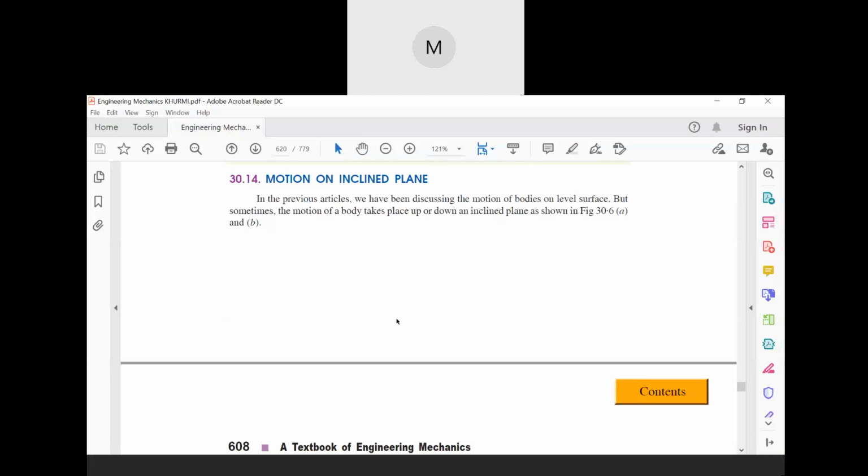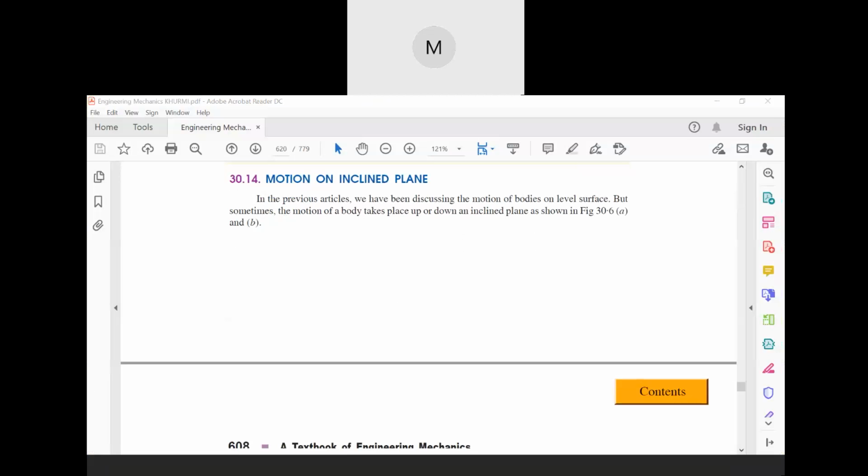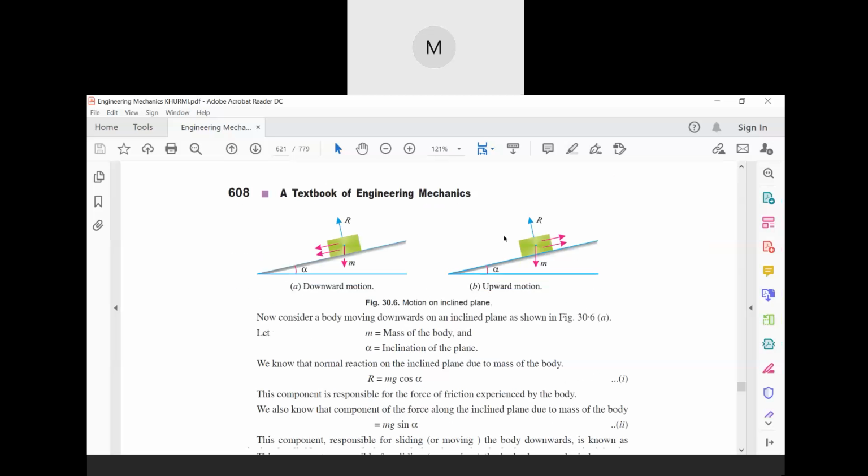Yes, sir. So what we are going to discuss is motion in an inclined plane. In the previous articles we have discussed the motion of bodies on a level surface. But sometimes the motion of a body takes place up or down on an inclined plane. So this is shown by this figure, right?